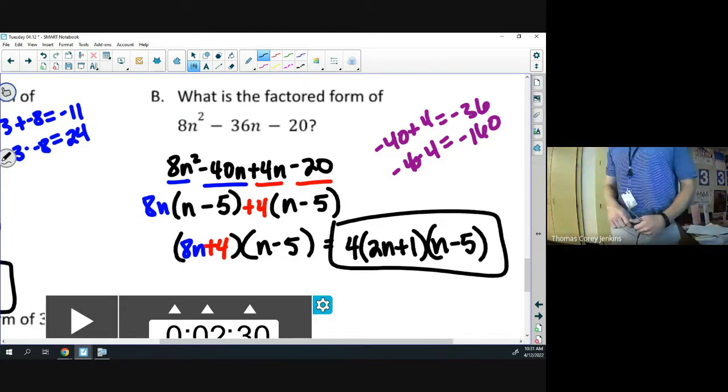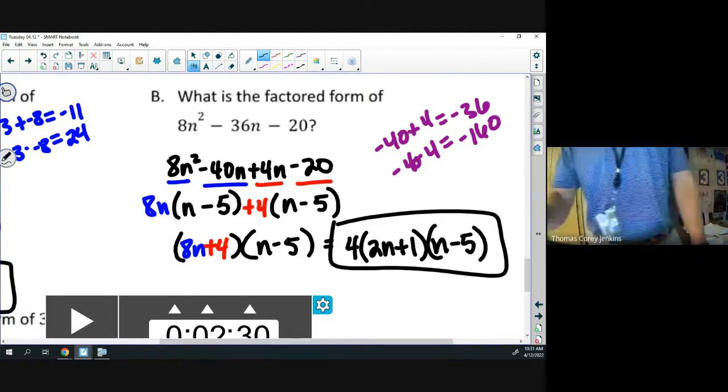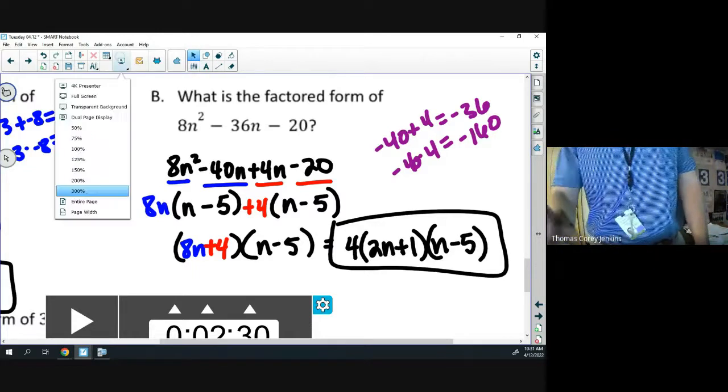So you choose what makes more sense to you, right? To me, I would probably do it the first way only because it makes your numbers smaller when you're doing the hard work, but that's a personal preference thing, and you can do it either way, okay?